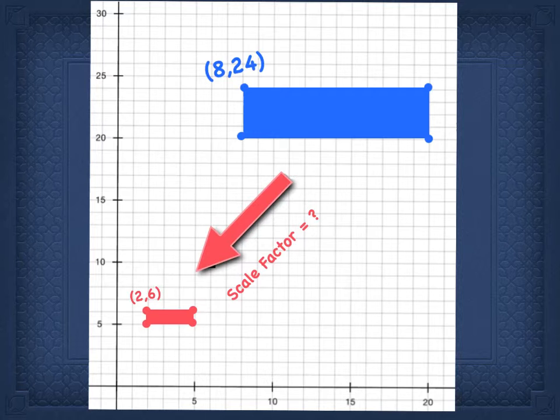So dividing by 4 or multiplying by a scale factor of 0.25 is what would take these coordinates and make these coordinates, and therefore making this figure shrink to that figure. So pause the video and verify that the other 3 vertices check out in the same way.